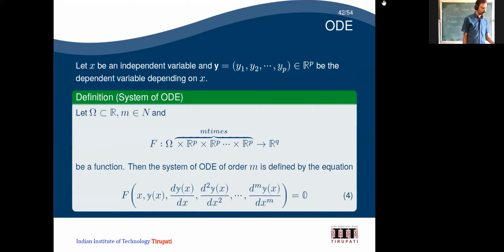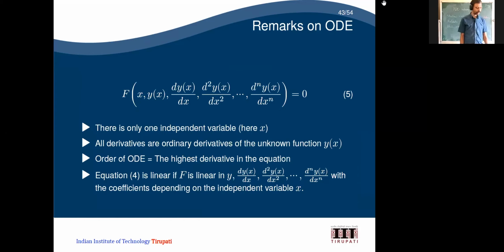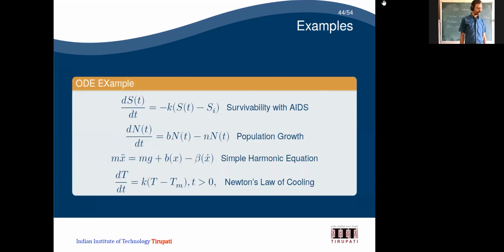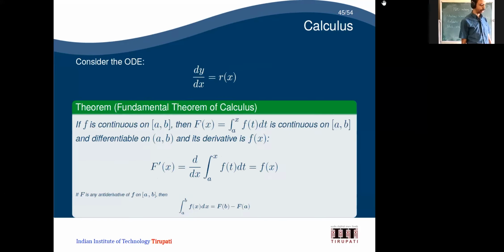Similarly, if you go for a system of ODEs, just take y as y1, y2, up to yp, belonging to R power p, and then each yi depends on the variable x. Then you can get a similar definition. This we can see. We have seen already remarks on ODEs, and ODE examples also, with some solvability index.